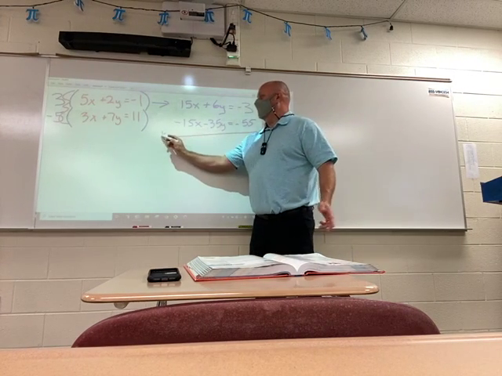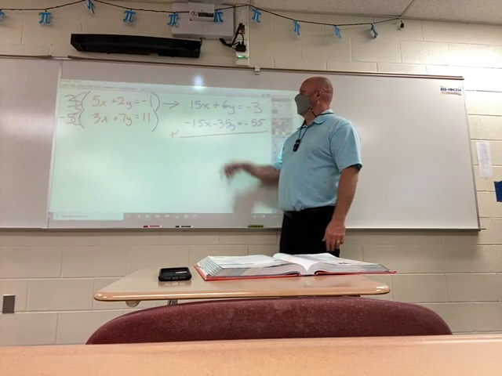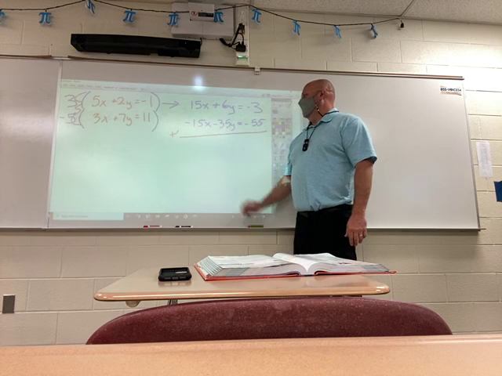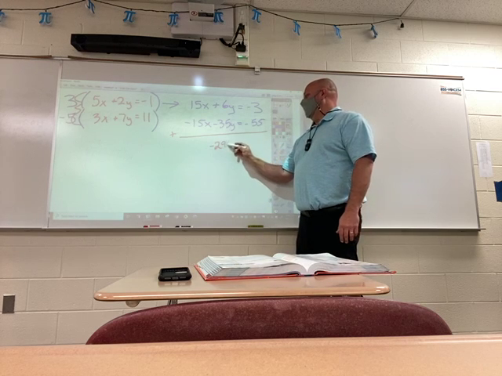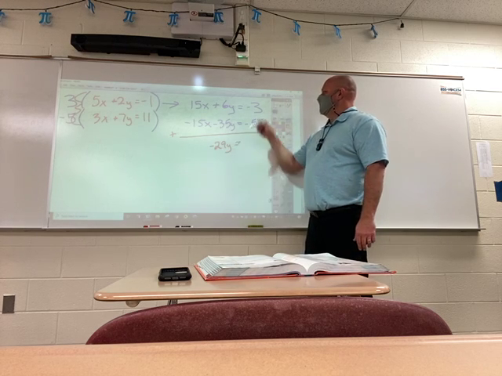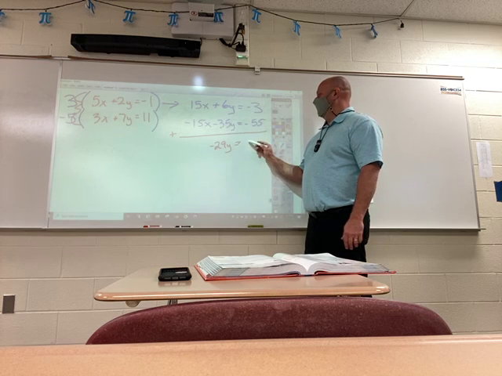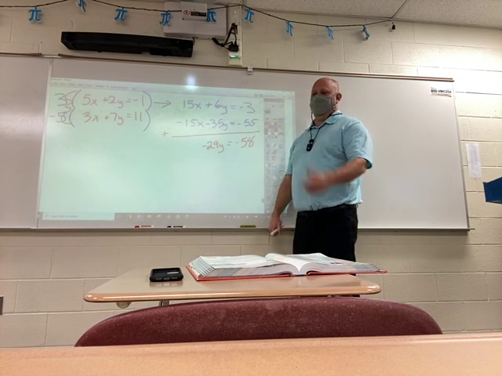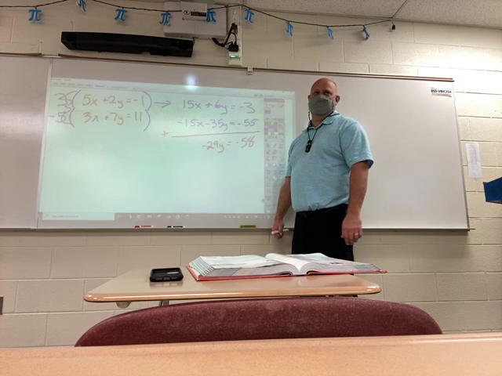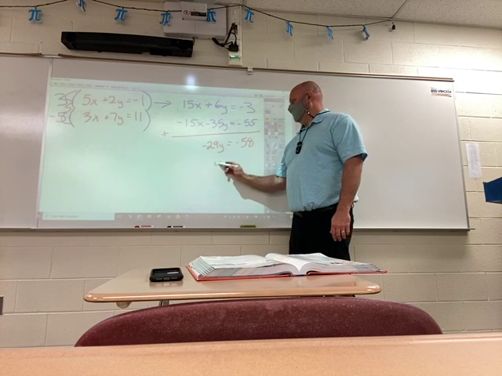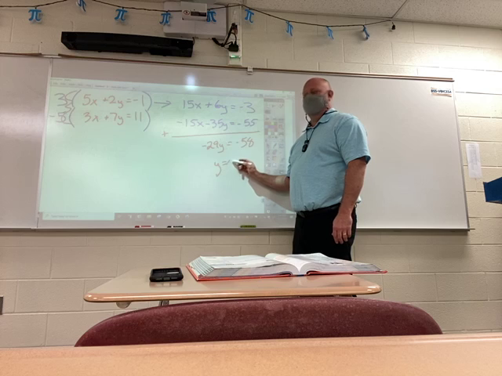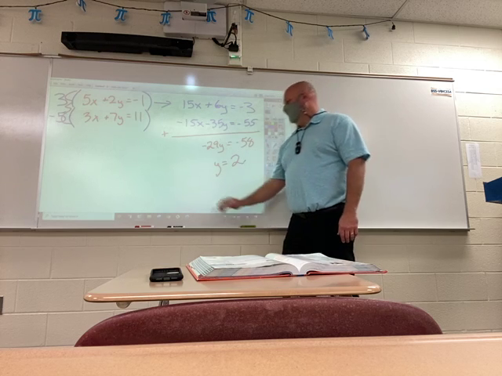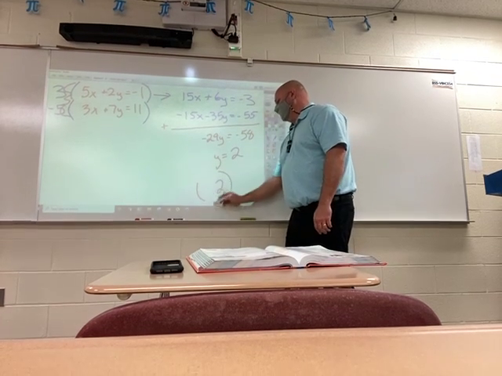Now I can just add those two equations together. Those go away. That would be what? Negative 29y. That's weird. What do I get here? Negative 58. What's 58 divided by 29? Is that 2? There we go. So y is 2. So I have my y value.